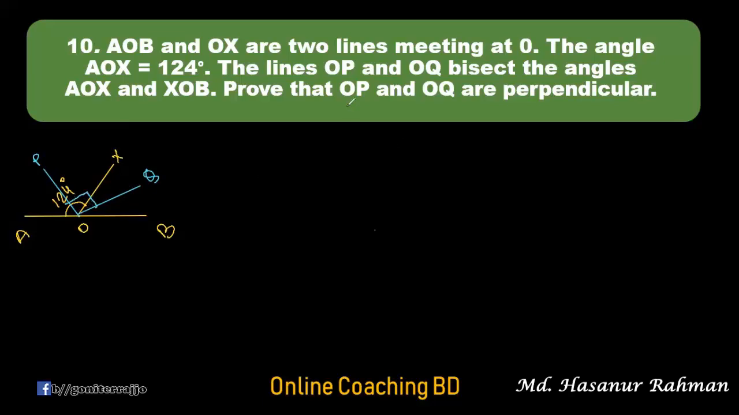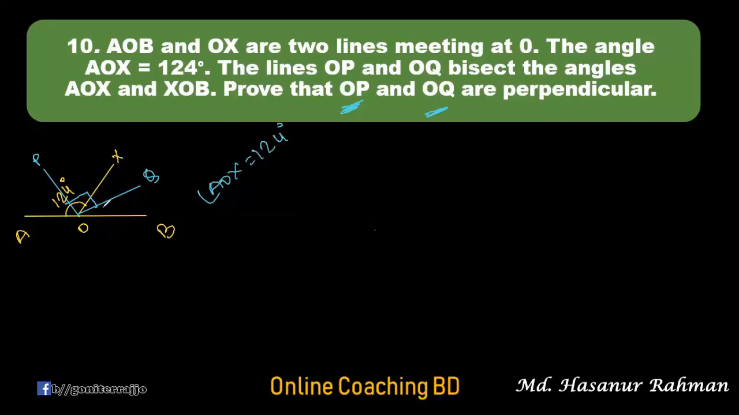Why? Because the question says OP and OQ are perpendicular. So OP and OQ should be perpendicular if the angle included between them is 90 degree or right angle. So how can we solve this one? At first, the question says angle AOX equals 124 degree. So angle AOX equals 124 degree.